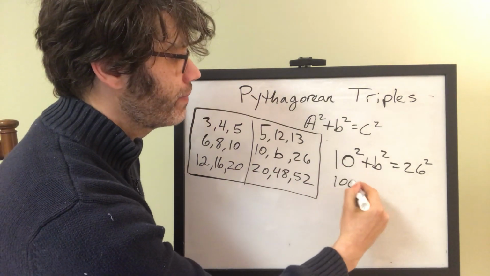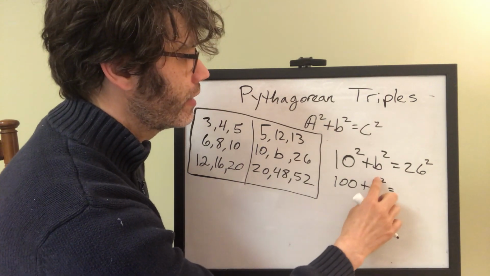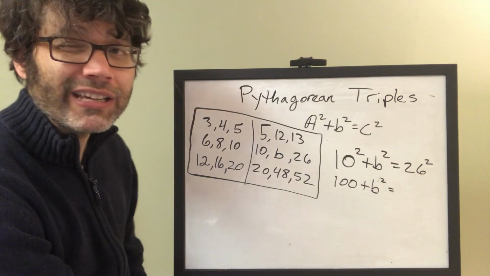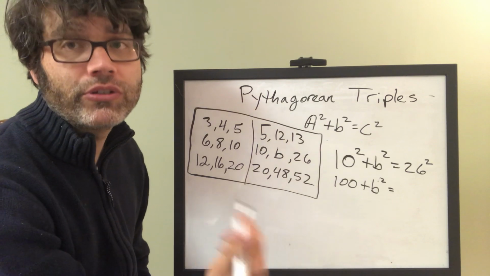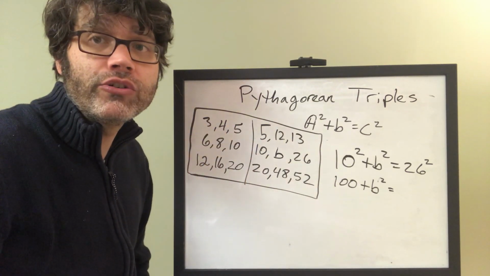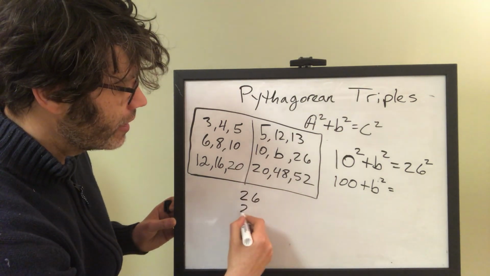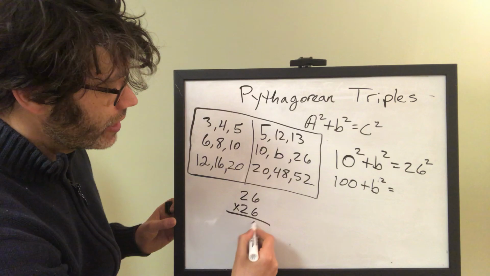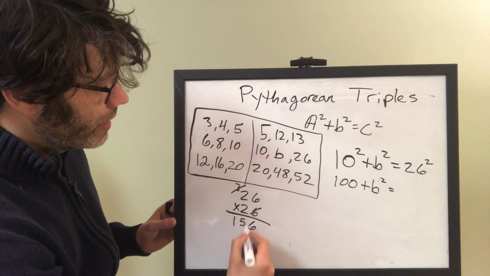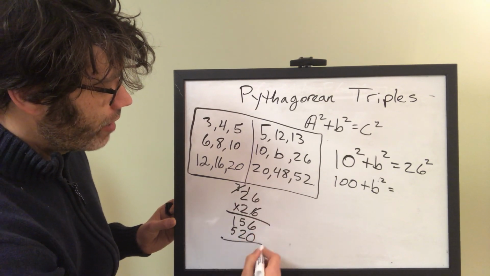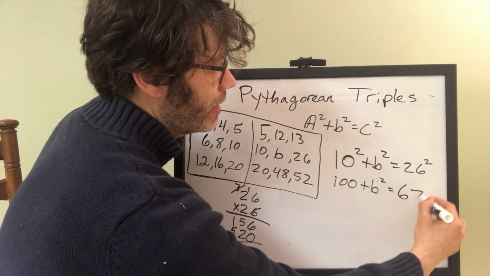So this will be 100 plus B squared equals 26 squared. Now 26 squared is actually a little bit larger than what we had memorized. So today, if you want to, you can use calculators. If you don't have a calculator, you can use your computer, and there's a calculator on your computer. So I'm just going to figure out what 26 squared is, and I'll just do it long form here. So that's 36, that's 15, all right, cross that out, that's 12, and that's 5, all right. So that's 676.